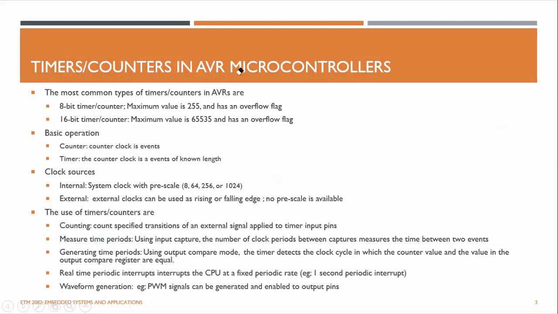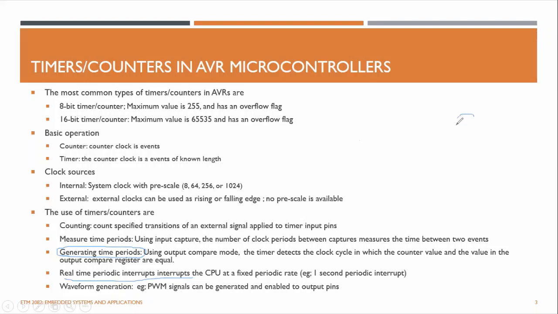And also you can use it to generate time periods, like I mentioned. You can blink an LED at 1 microsecond or 1 millisecond, any time period. So you can use timers to generate interrupts, and so you can generate time periods. That's what is told here, generate interrupts. And sometimes you can generate PWM waveforms. PWM is pulse width modulation.